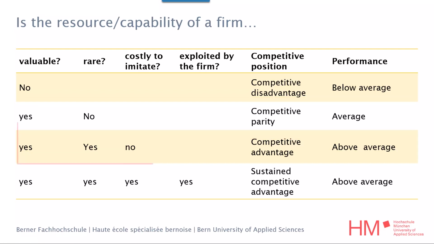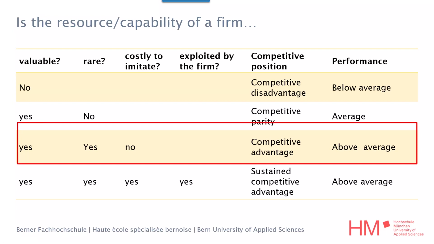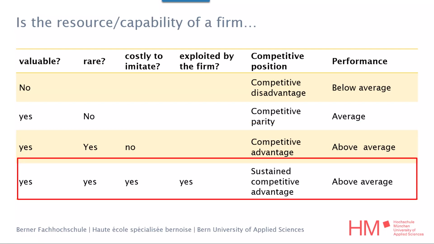But if we start building in rarity into the model, we now have value and rarity, but no cost advantages and no management advantages, then we have a competitive advantage, and that's excellent because we can now perform at an above average level. But really what we're seeking is this bottom line where we have 4 yeses, we have sustained competitive advantage, and we can perform above average because we've actually got together all of Barney's elements and we've worked very, very hard to create ourselves this valuable, rare, costly to imitate and well organized position for the company.